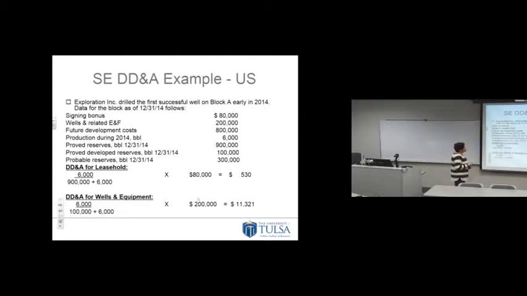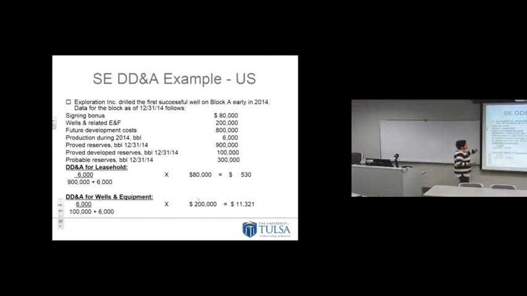Production, we just started producing. We had 6,000 barrels of production in 14. At the end of 14, the engineers say we have 900,000 barrels of proved reserves. We're going to say right now this is just liquids. Out of those, 100,000 barrels are proved developed. Remember, proved reserves equals proved undeveloped plus proved developed. So if proved reserves are 900,000 barrels and only 100,000 are proved developed, then 800,000 of those reserves still need to be developed. We still need to do a lot more development drilling.